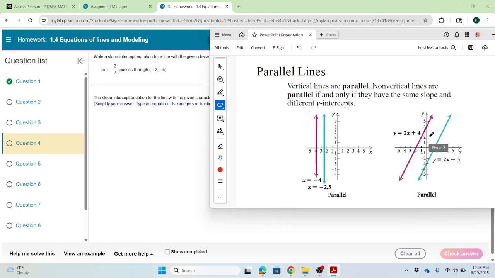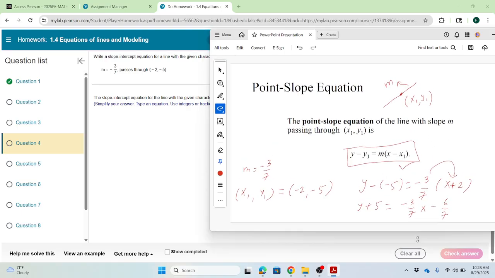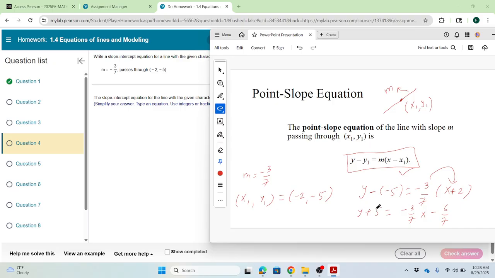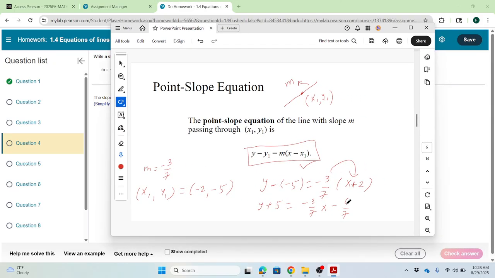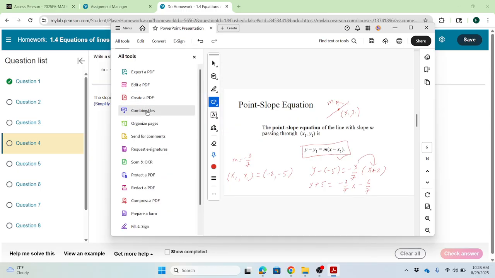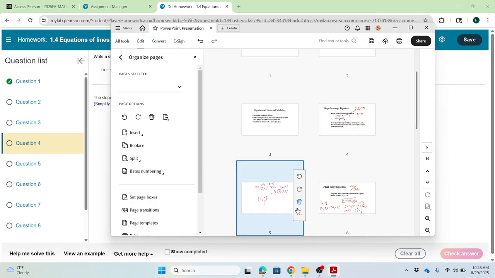But this is still not slope-intercept form. You have to bring this 5 to the other side, and after that, you have to simplify. Let's see. I'm going to just bring this 5 to the other side. I need a blank page here.